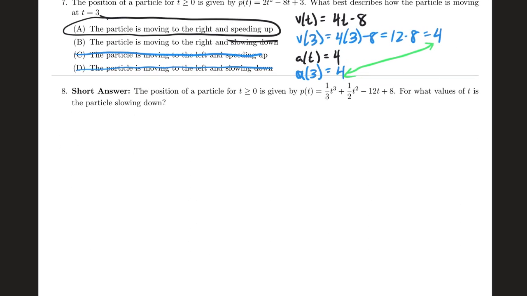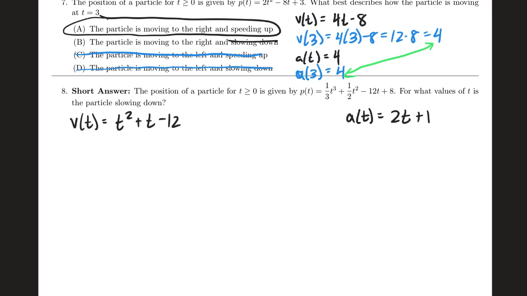Number 8 is basically just a free response of the last question. We have our position graph. When is it slowing down? So the first thing we have to do is find velocity. By taking the derivative, it's going to be t squared plus t minus 12. And finding acceleration, it's going to be 2t plus 1.